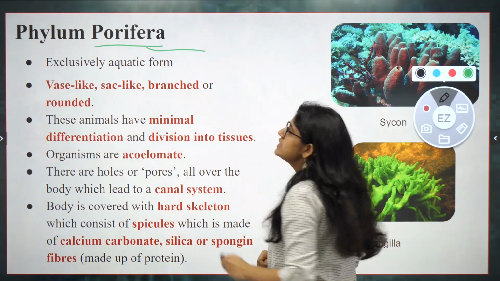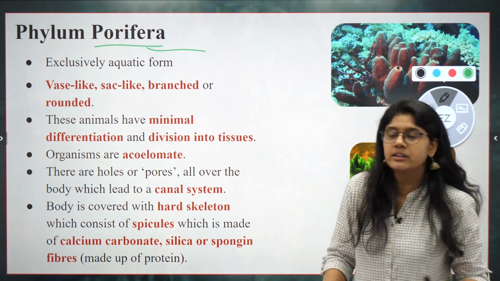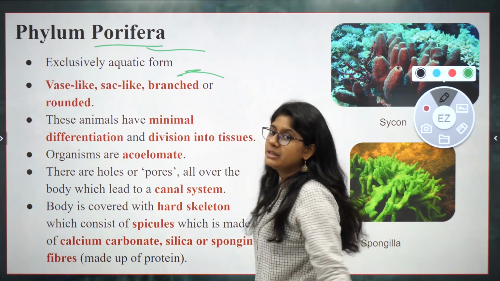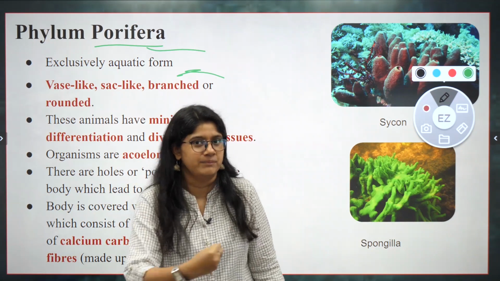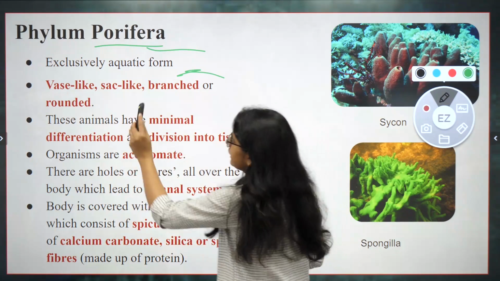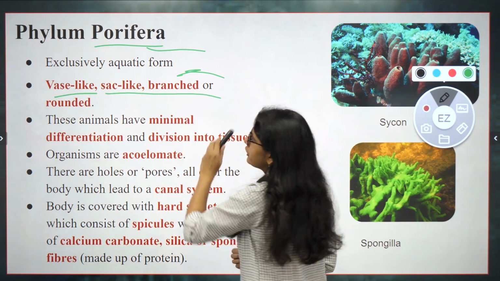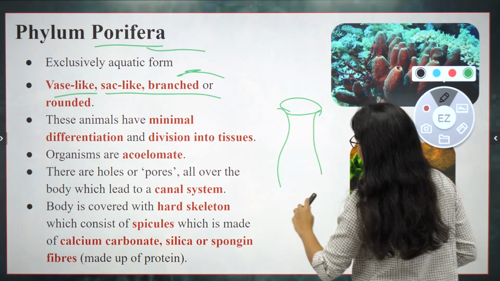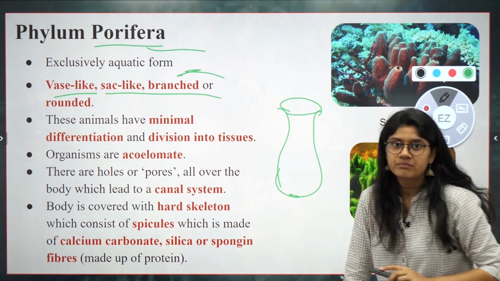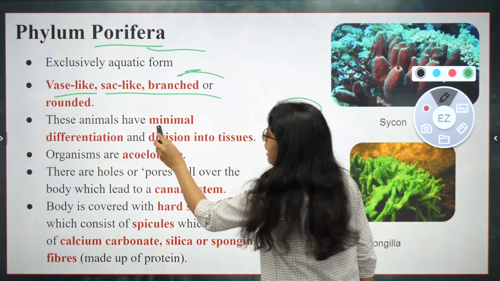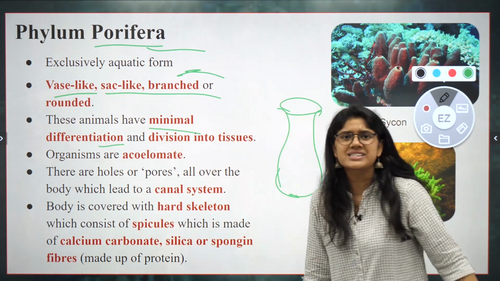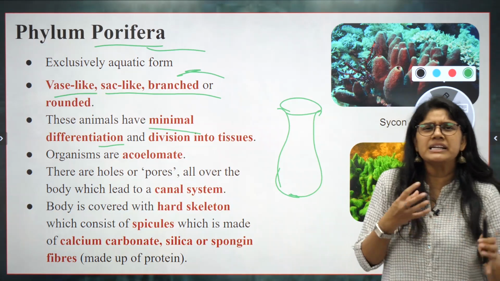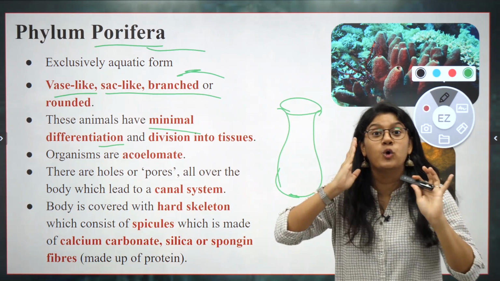Phylum Porifera is basically found exclusively in aquatic water. That means it is found in the deep ocean. The body looks like a vase or sac or branch. Maybe the body is basically like this. It's a vase-like structure. Okay? They have minimal differentiation. Of course, the cells and the tissues are completely not differentiated. They don't have their own purposes.